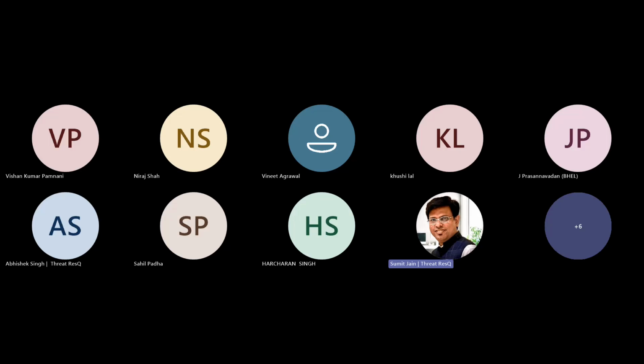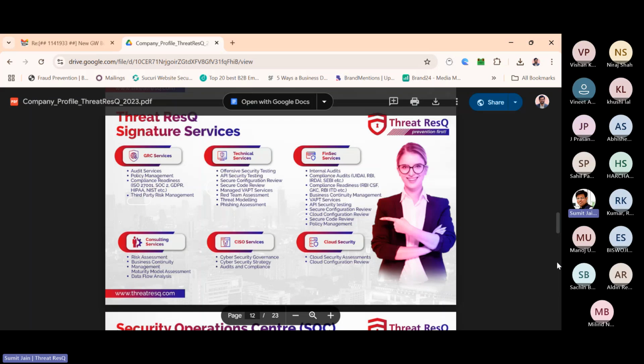to do secure code reviews. We have some signature services in various types of things like GRC services, technical services, financial compliance services, specifically for the SEBI and RBI guidelines. Then we also have virtual CISO services, cloud security, and consulting services for cyber security.